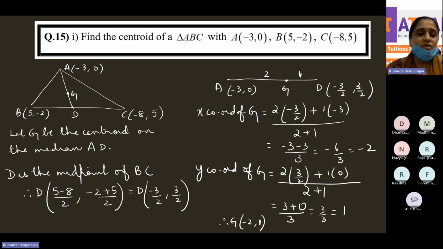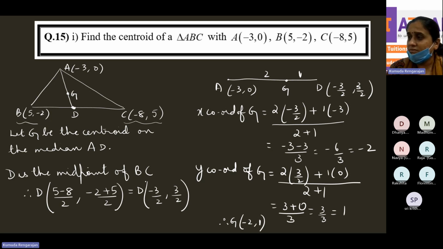Now step 1 is to find the coordinates of D. D is the midpoint of BC. So use the coordinates of B and C and find D using the midpoint formula: (x1 plus x2) by 2, (y1 plus y2) by 2. Add the x coordinates of B and C: 5 - 8 by 2. Then add the y coordinates of B and C: -2 plus 5 by 2. That gives the coordinates of the midpoint D.